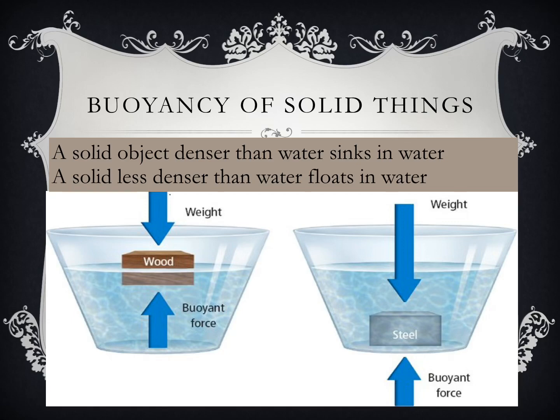Now, the first example is the wood. The wood has density less than water. That's why it floats. While the steel, the bar of steel, sinks. Why? Because this steel is denser than the water. So that's why it sinks. Let me give you another example.